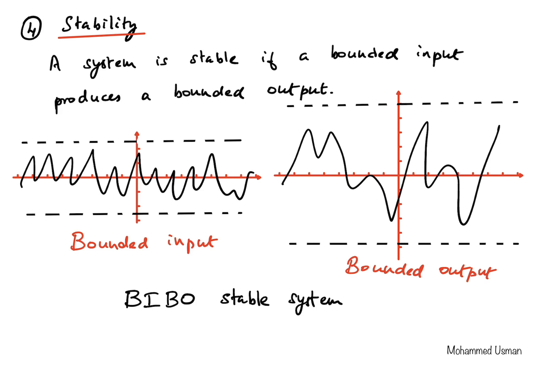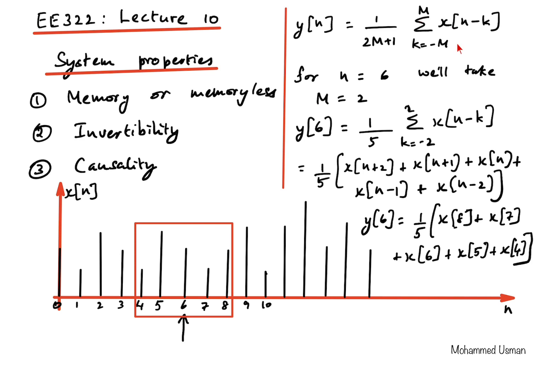An example of a stable system, which we have already seen in the previous slide, is this averaging system. It is stable because at any value of n, we are taking the average of the previous and future values. If the input values are bounded, say the maximum value of the input impulses is 5, and you take the average of the future two, the past two and the current one together, then the average is going to be less than or equal to the highest value available. So if the input is bounded, the output is bounded.